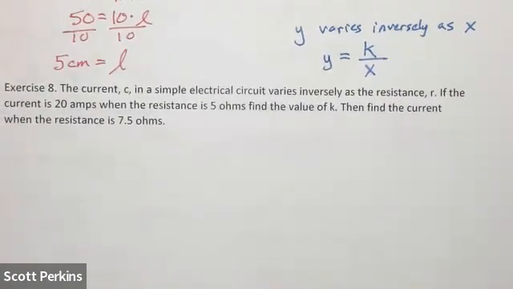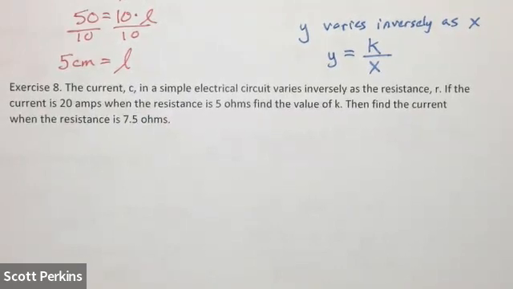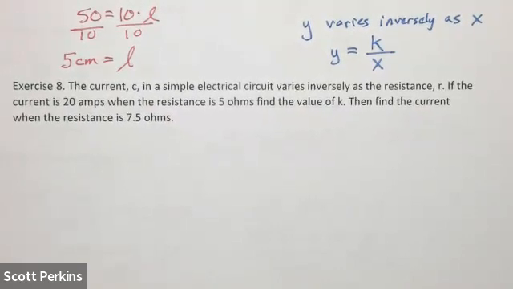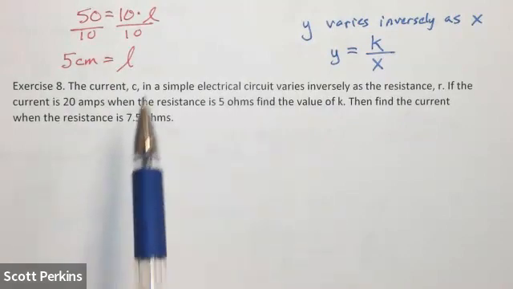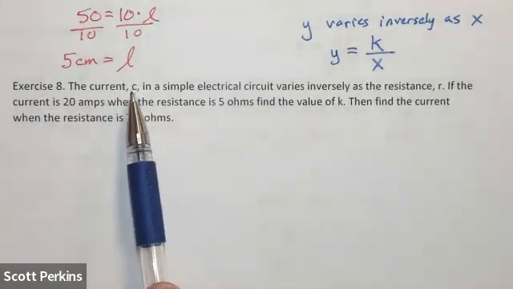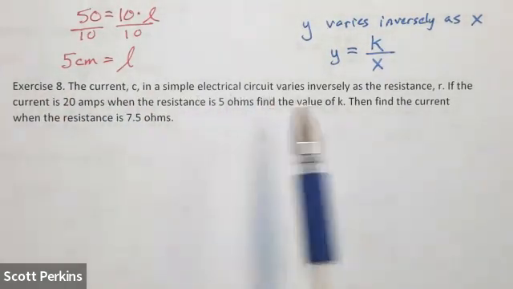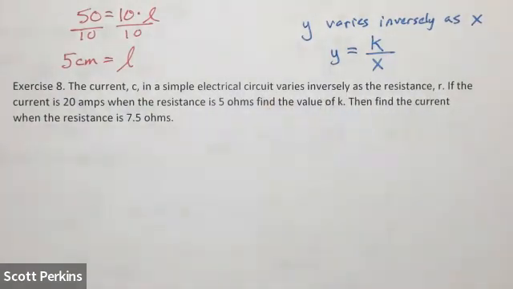So exercise 8, we're going to take in 3 phases, just because I've only got the one exercise for you to do. Here's what I would like you to do. For the first sentence, it says the current C in an electric circuit varies inversely as the resistance R. I want you to set up the very generic equation first, like we did on the previous problems. It's an inverse relationship.